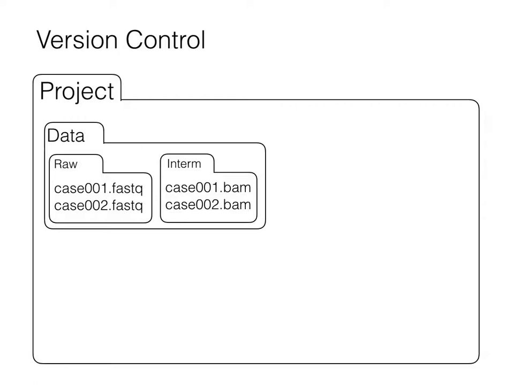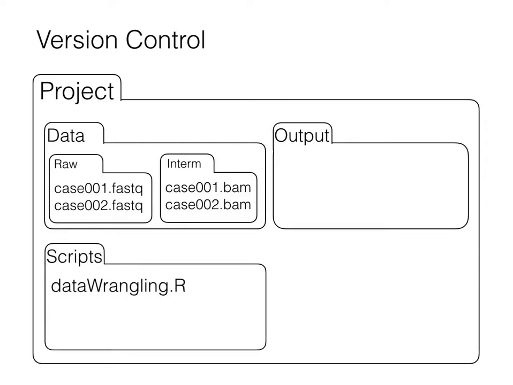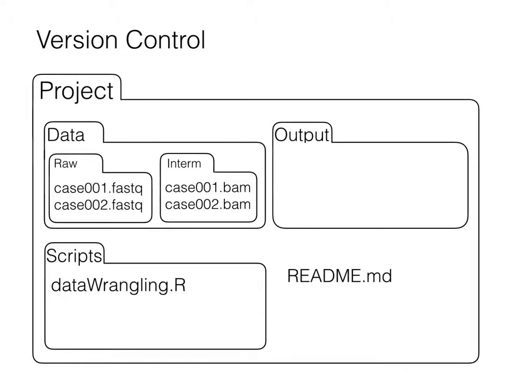repo. We'll also have an output directory where all of our final tables, figures, and statistics will be stored, as well as a script directory where our scripts will be kept. And the root directory of the repository will probably also have a README file. This one is Markdown formatted.